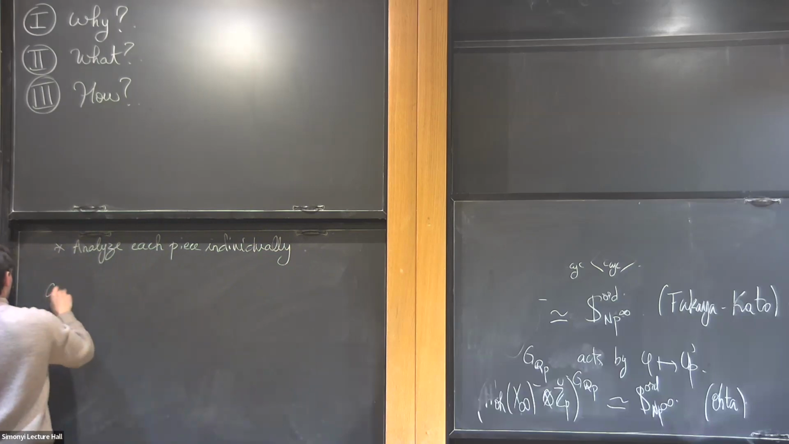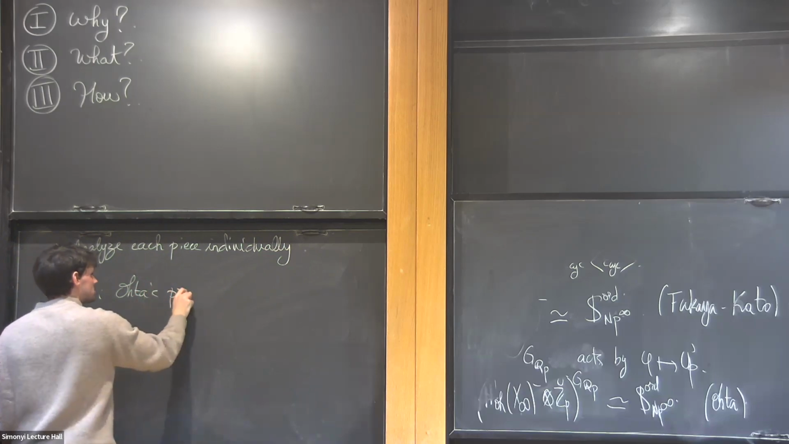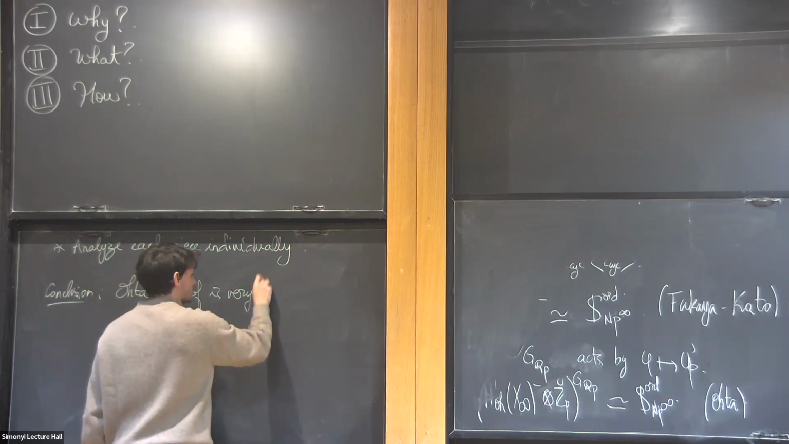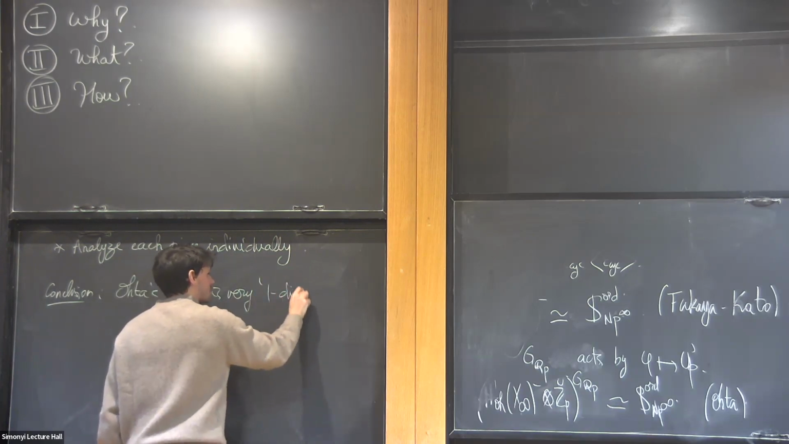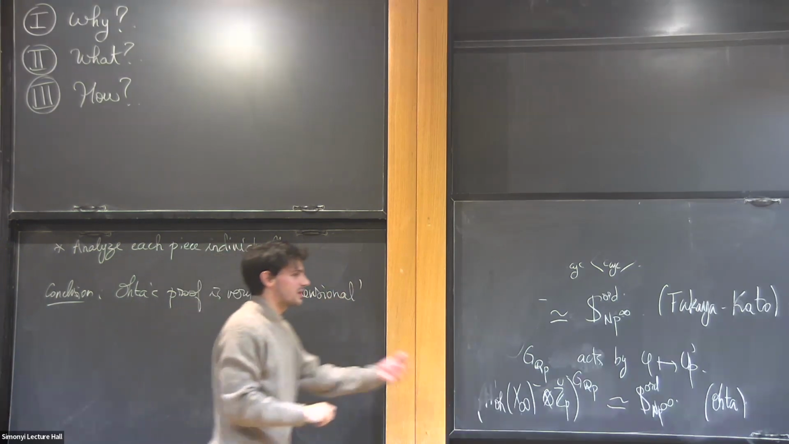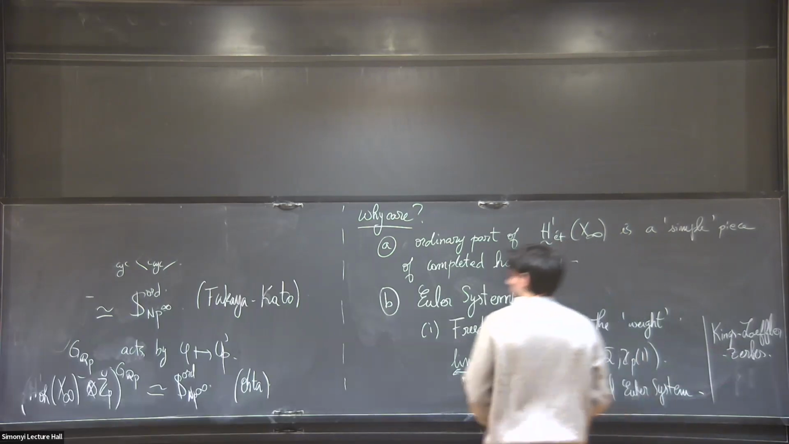So the conclusion is that Ohta's proof is very one-dimensional, meaning it's really for curves, because that's how you understand the H1, it's through the Jacobian.